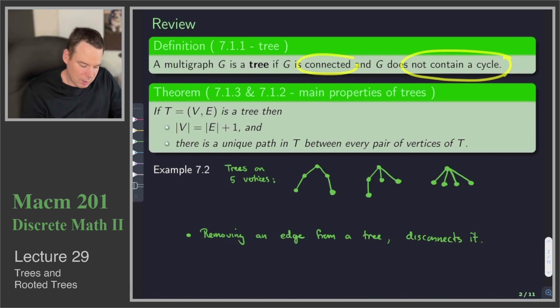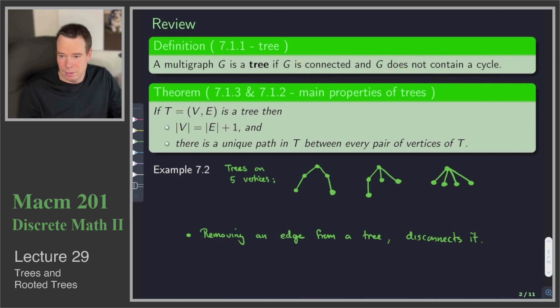So therefore it couldn't be connected. Because if it was connected and contained no cycles, it would be a tree. So I have a graph that contains no cycles, and therefore it can't be connected. Otherwise it would be a tree, and therefore it would satisfy this equation, but we know it doesn't, because removing an edge broke that equation. So that means it must be disconnected. So in short, removing an edge from a tree in general will disconnect it.